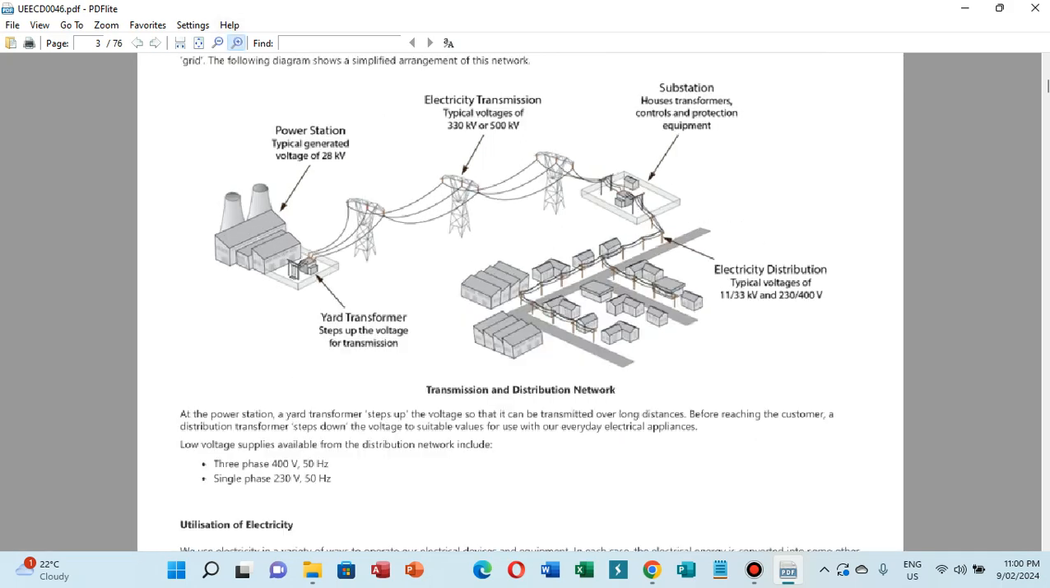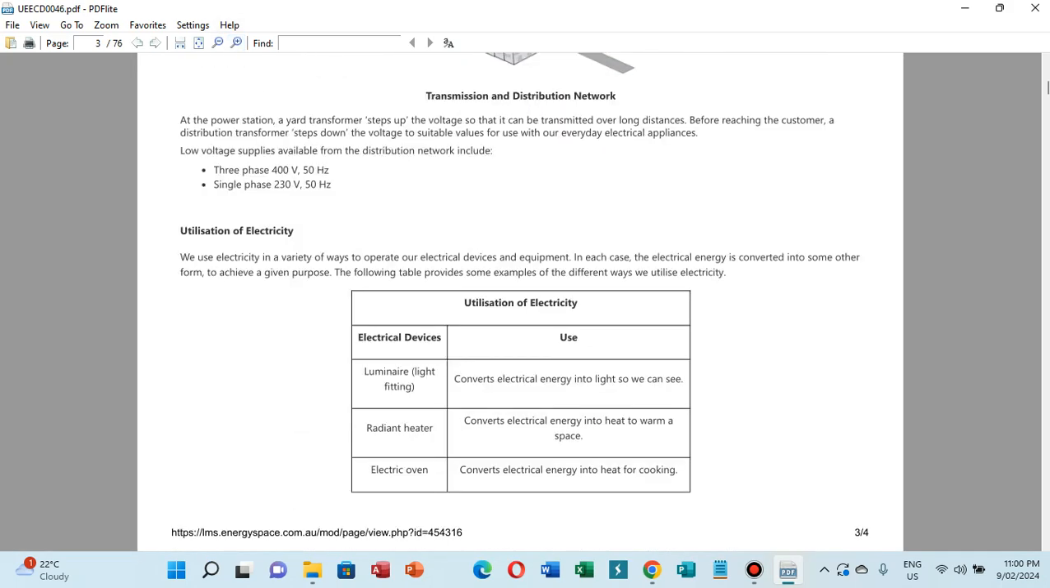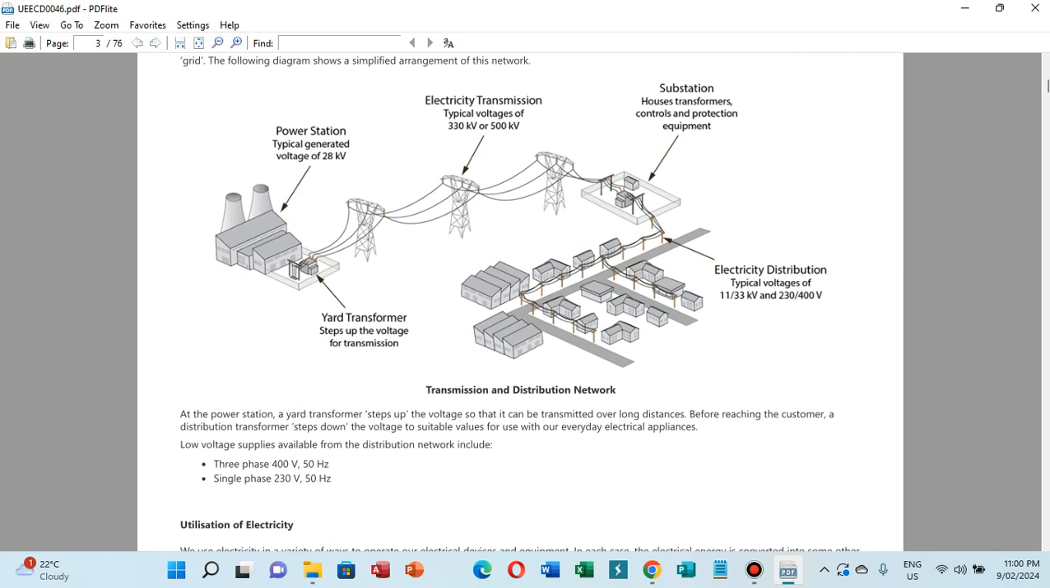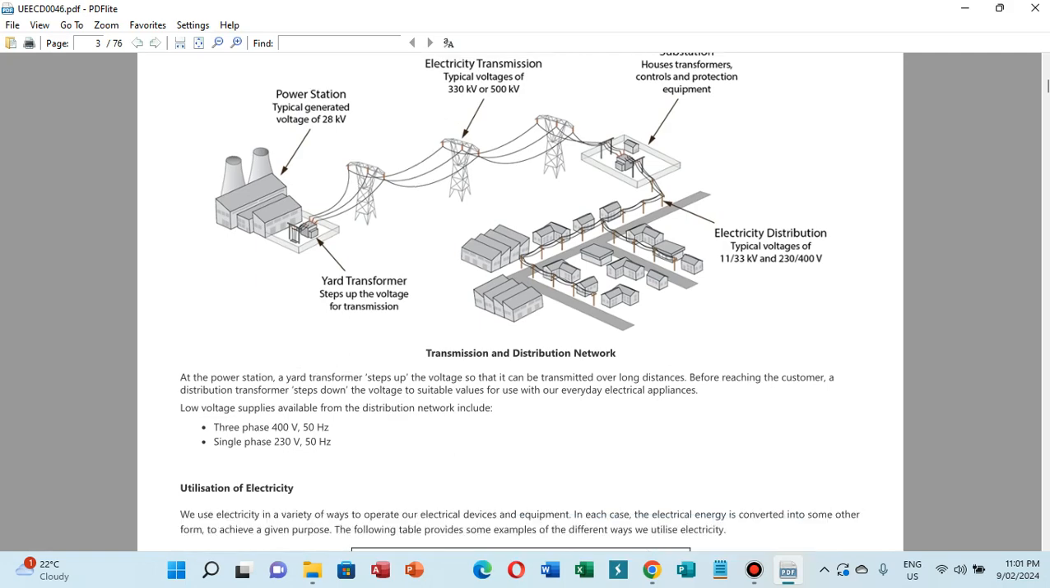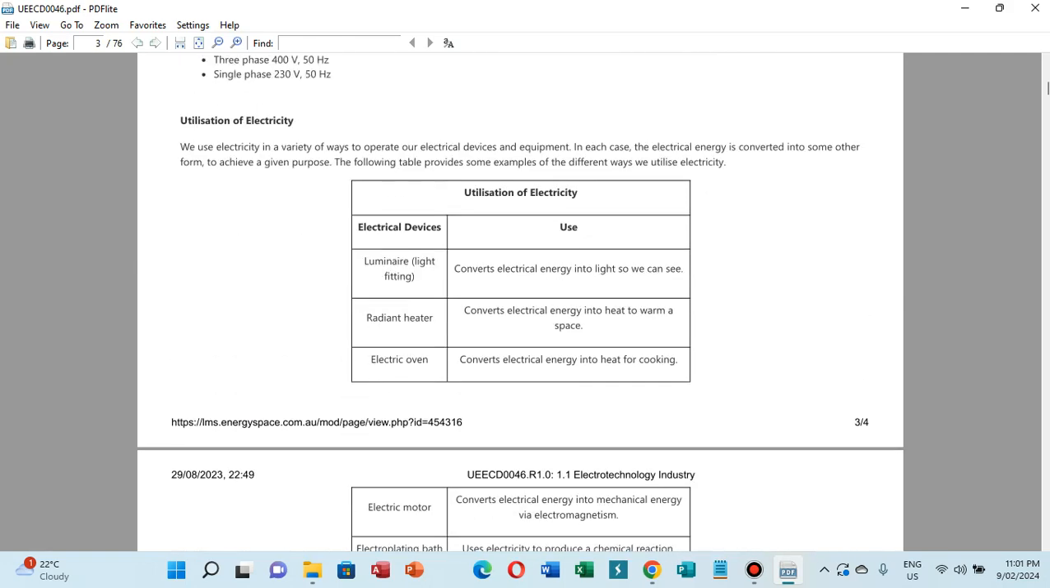So this is a principle of electricity. So electricity is a transmission network, just like a power station. So the electricity is generated at the power station and then connected to the power transmission line and reaches the load.